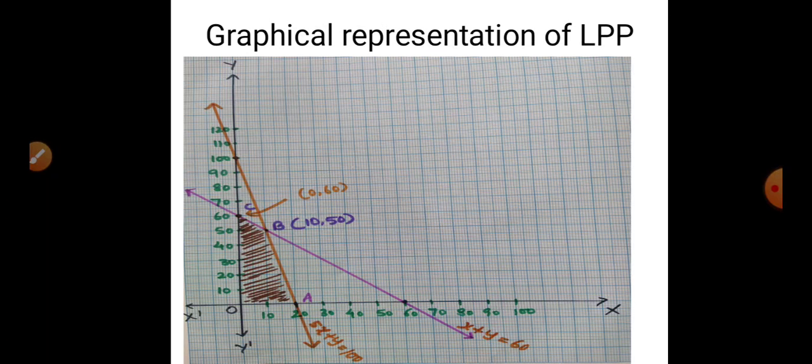It is a quadrilateral, and the points are also mentioned here. A you can take as (20, 0), B is (10, 5), C is (0, 60), and O is (0, 0). You know that. These are the corner points.